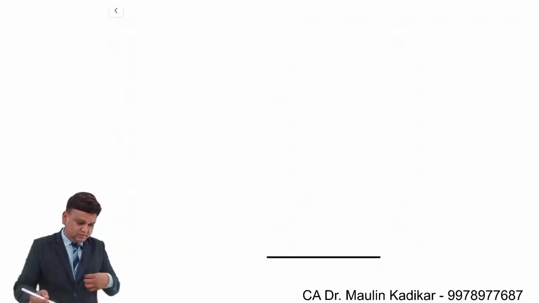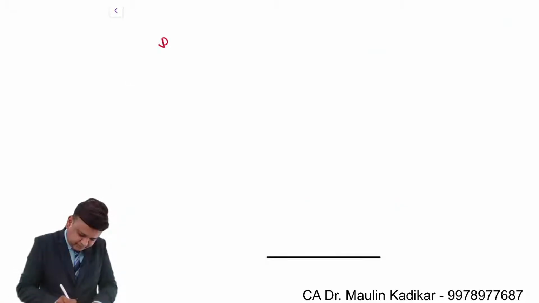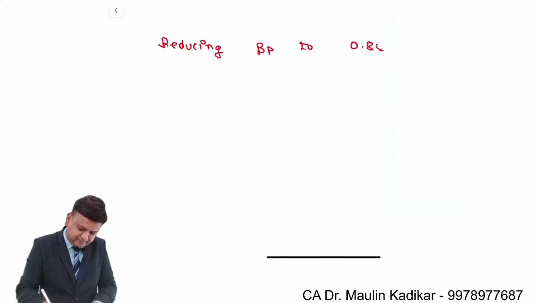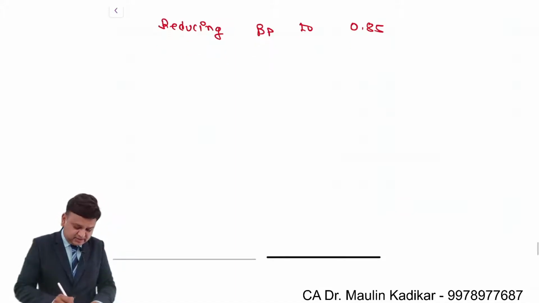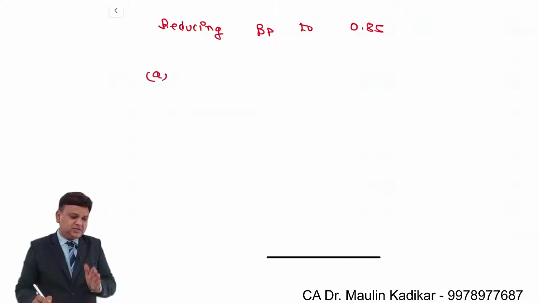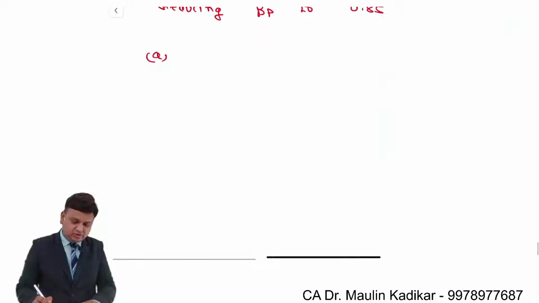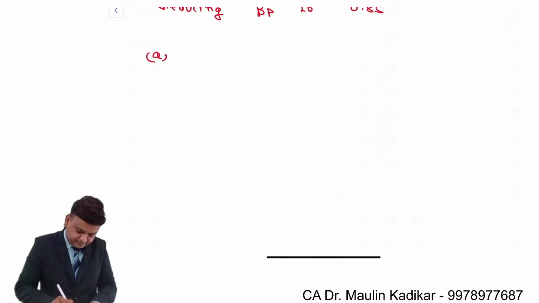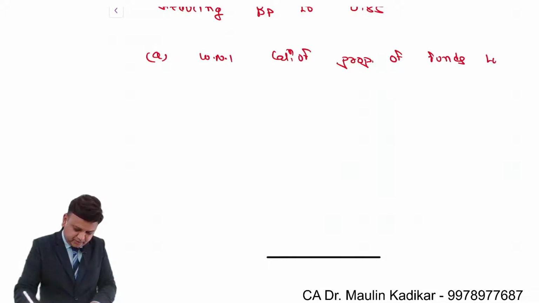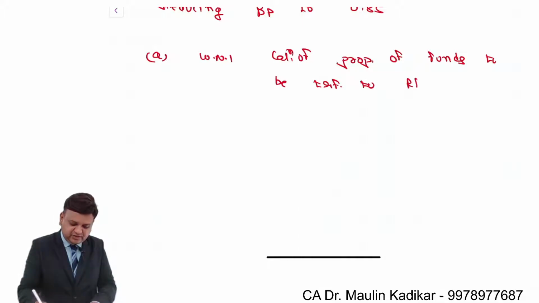So write down heading: reducing beta of portfolio to 0.85. For that, it is A. Change the composition through risk-free security. So in that, what we will do, friends? Working note number 1, calculation of proportion of funds to be transferred to RF, risk-free security.